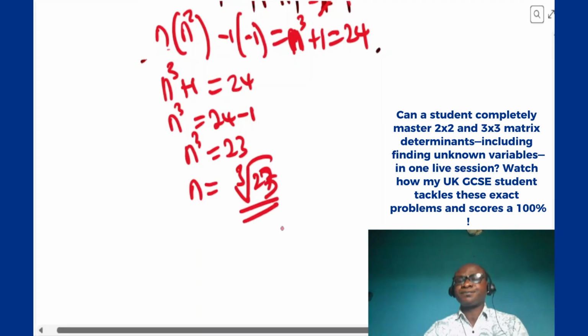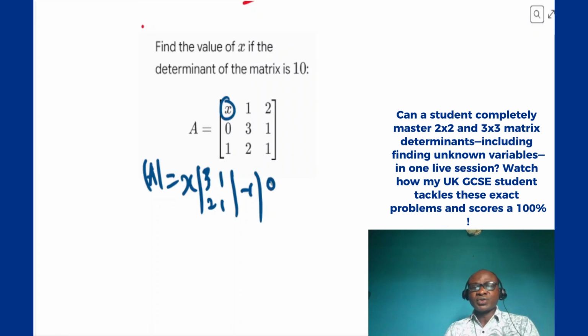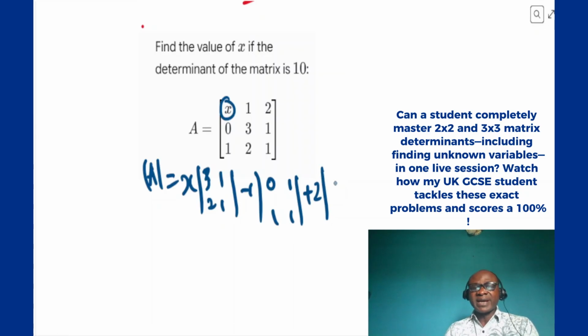x, and then take what? 3, 1, 2, 1. Am I correct? Yes, sir. The next one, I take minus 1. Can you tell me what I will take? 0, 1, 1, 1, 1. Then I take minus 2, no, plus 2. Okay, plus 2. You are right. So what will I take next? 0, 3, 1, 2. You are right.